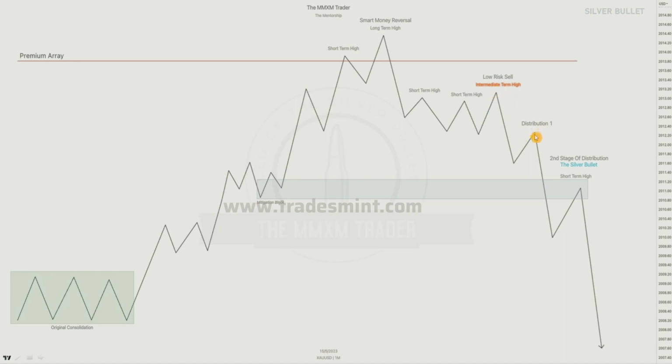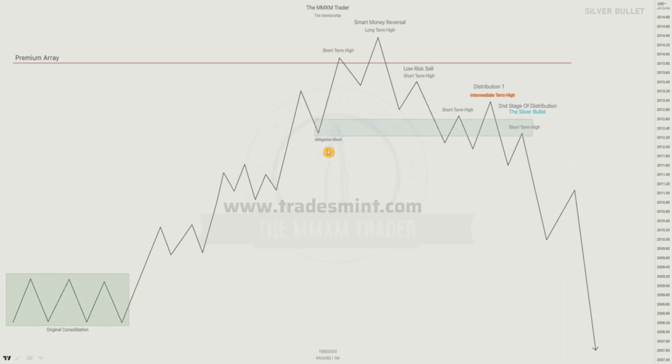and then distribution phase one happens, and then breaking down lower, and here is where the silver bullet forms, right? Again, think about those mitigation blocks, right? There could be a bullish order block over here, which is violated, and then price trades back into that, creating that mitigation block to offload those long positions from smart money into sell positions and creating a down move which will liquidate that original consolidation.